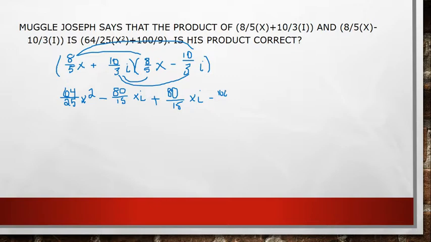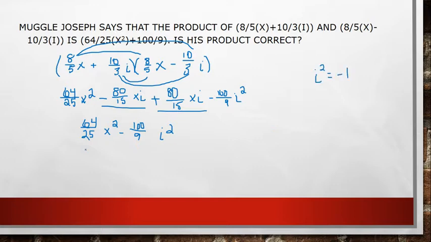So we have this xi, negative 80/15 xi plus 80/15 xi. Well, since they have the same number in front, they cancel each other out. So we're left with just the 64/25 x squared minus 100/9 i squared. Remember that i squared equals a negative 1. So we now have 64/25 x squared minus 100/9. Instead of i squared, I'm going to substitute in that it equals negative 1.